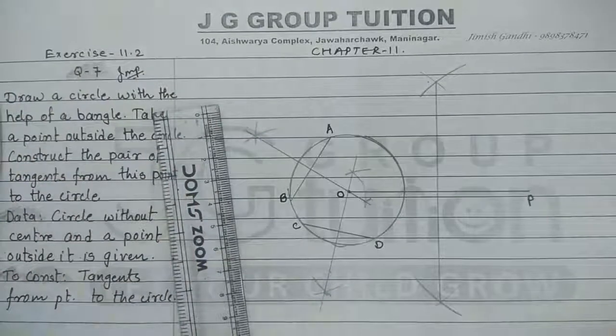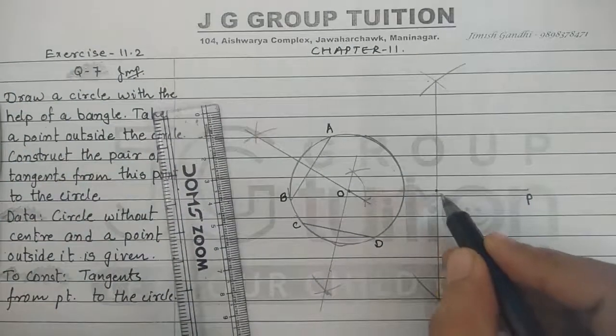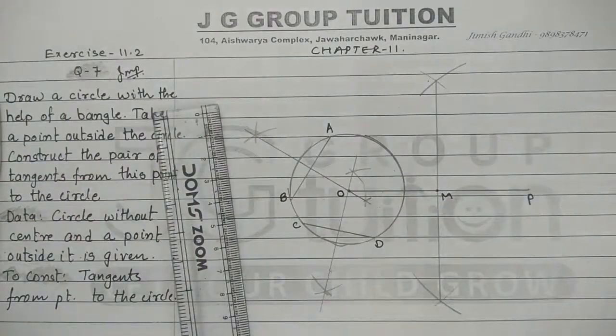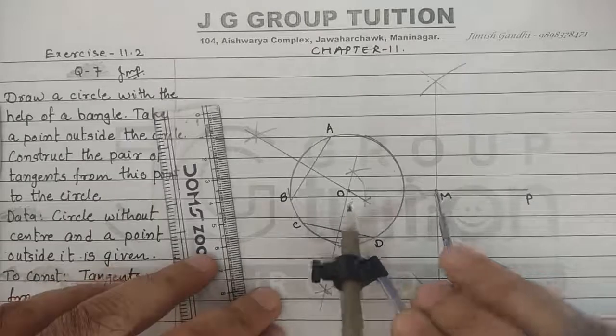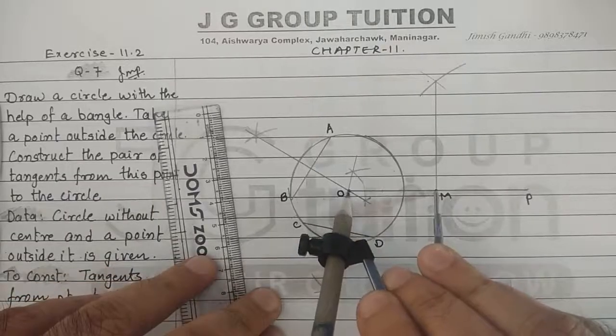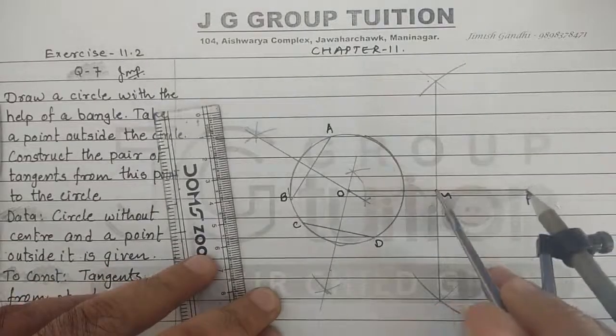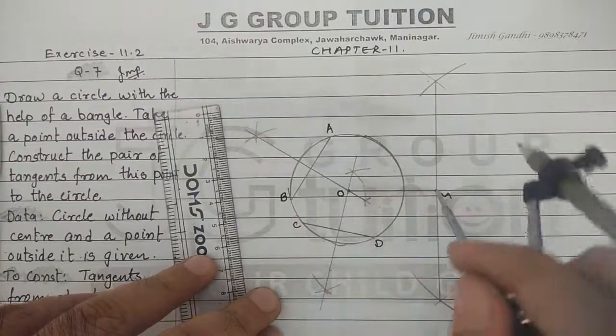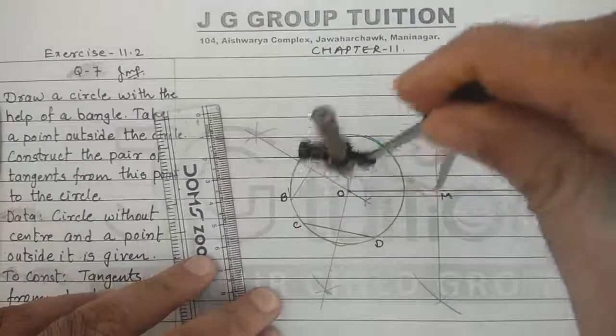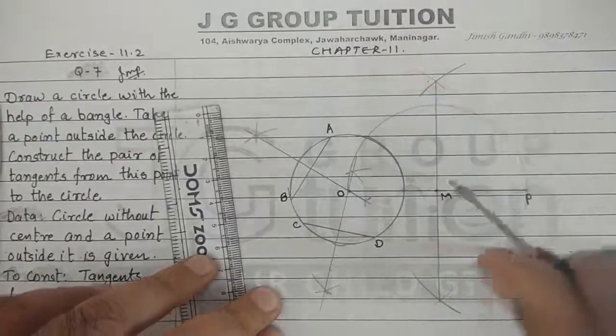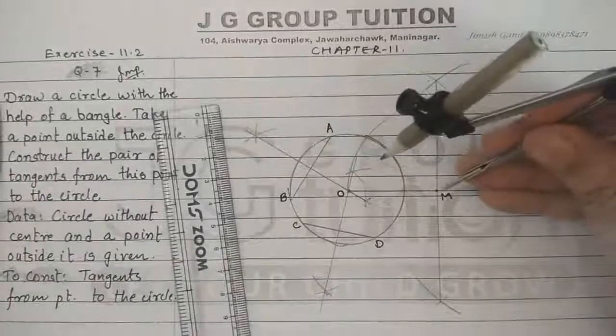This perpendicular bisector intersects OP at M. So M is considered as the midpoint of OP. Let's measure whether it is right or wrong. So this is OM and it must be the same as MP. Yes, it is. So let us draw a circle which passes through points O and P both.